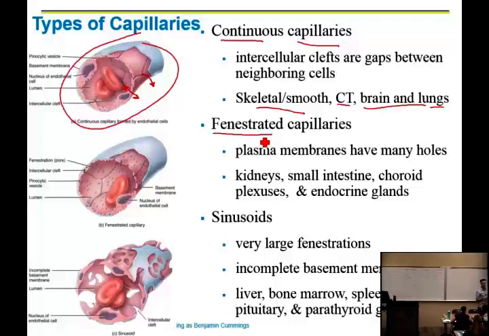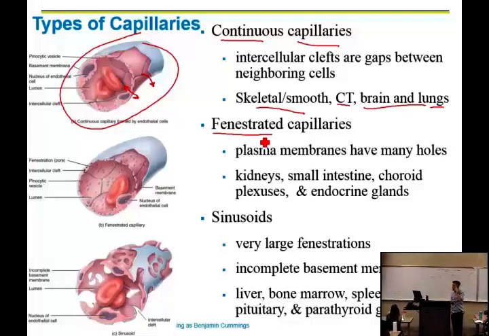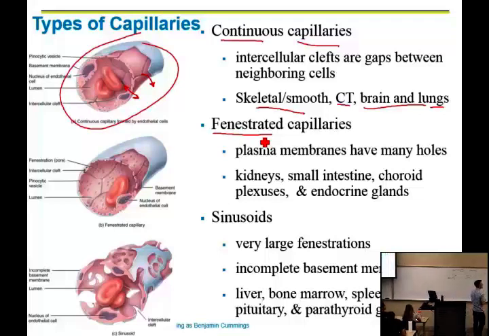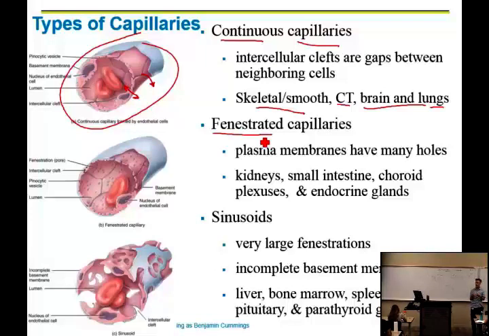All of your nutrients are coming across in the small intestine. Choroid plexus, what's that? Cerebrospinal fluid, we talked about that before, in and around the brain and spinal cord. These are the networks where that cerebrospinal fluid is created. So we have to have a lot of flow there. And then endocrine glands, what do those do? Right, so they're creating hormones and they're dumping them into the blood. Hormones are fairly big molecules. It's not as easy to get those across the epithelial cells, so we need some extra holes, okay?